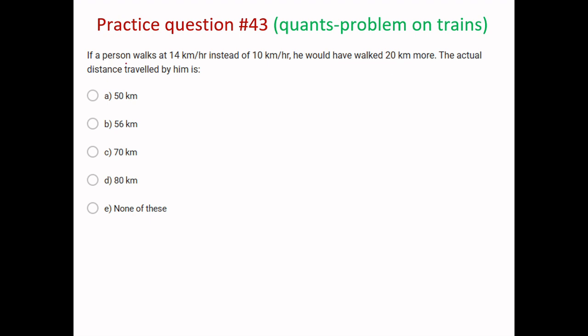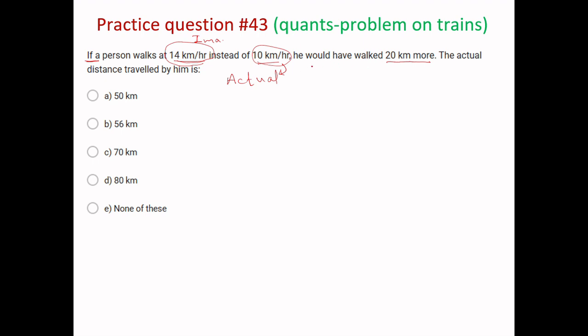In this question, if a person walks at 14 km per hour, instead of this, he would have walked 20 km more. Now here we have actual situation and imaginary situation. So since the question is starting with "if a person walks at this," that means this speed is imaginary, and this must be the actual speed.